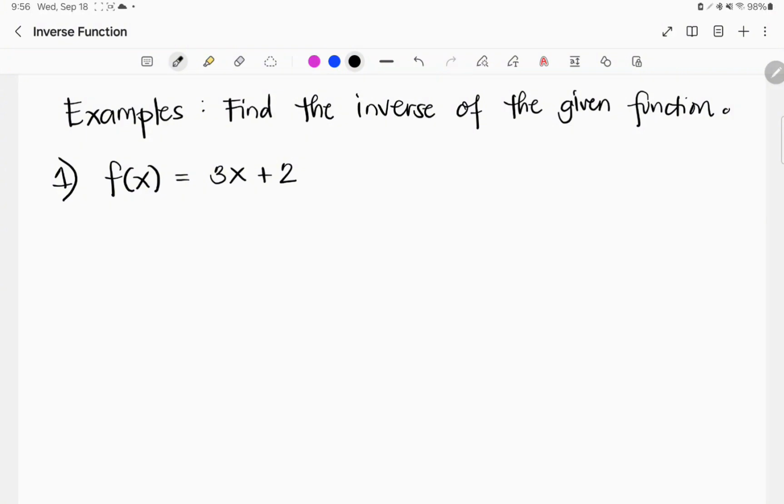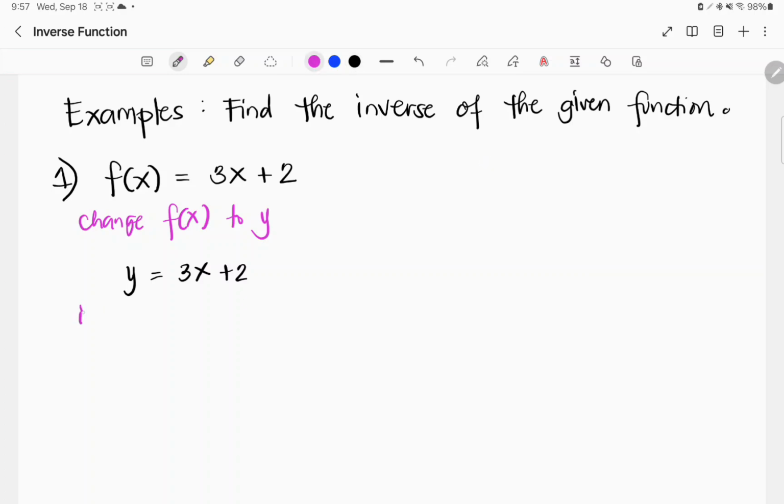So let's have example number 1. Find the inverse of the given function. Given function is f of x is equal to 3x plus 2, which is a linear function. Now to do this, we have to first change f of x to y. So it will become y is equal to 3x plus 2.